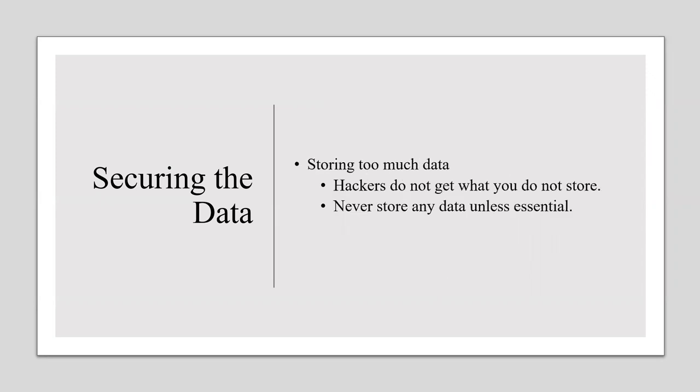Right. So next one is storing too much data. Hackers cannot get what you do not store, and never store any data unless essential. So remember that hackers cannot get what you do not store, right? For example, if you only need the credit card authorization code for recurring billing, there is no reason to store the entire credit card number. This is particularly important when it comes to personally identifying information such as social security numbers and birthdays, and other information that could be considered private, such as user's history, right? So unless you need the data for an essential function, do not store it.